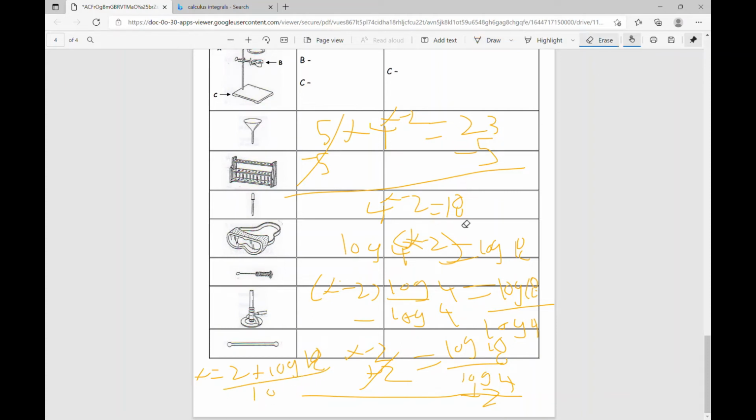No, it's not all over log 4. It's 2 plus log 18 divided by log 4. And that is the answer for x. So that's the solution for x in that example. Now let's try another practice problem for you to work on.